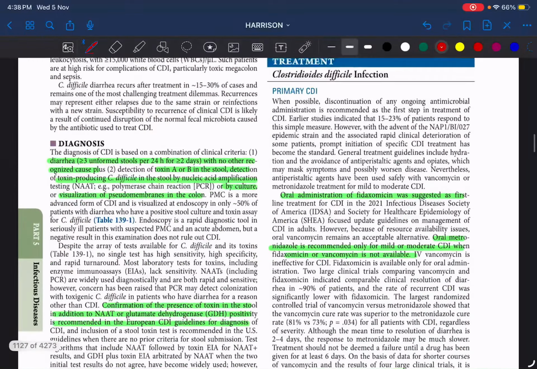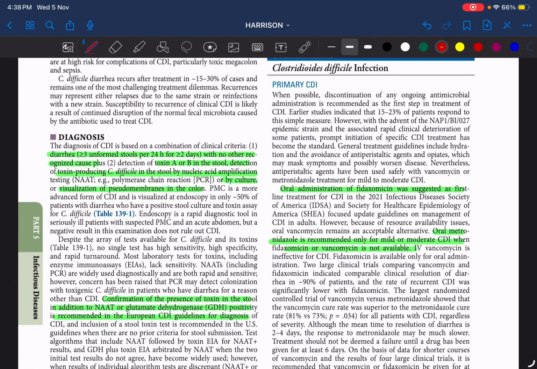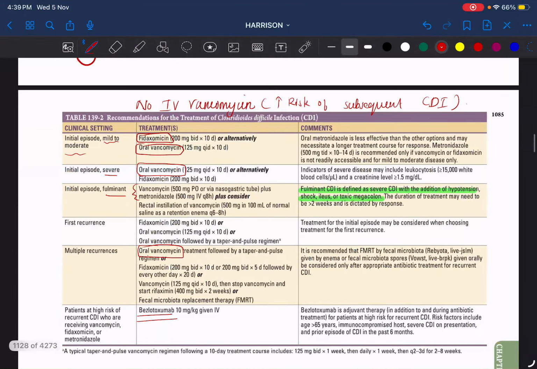So coming to the treatment of Clostridium difficile infection, earlier we used many agents for the management of CDI, including metronidazole. But currently, as of the 2021 guidelines, oral fidaxomicin is considered the drug of choice, and oral metronidazole is used only in case of mild or moderate CDI, or when fidaxomicin or vancomycin is not available. I will come to this table.